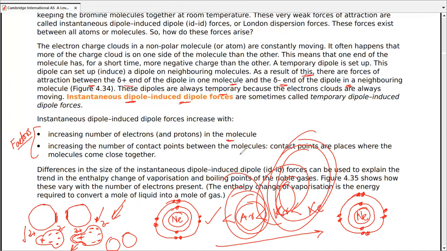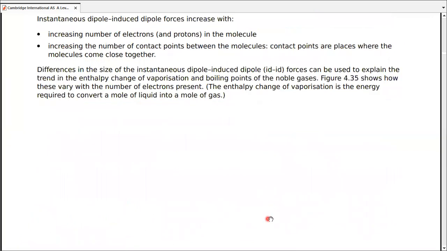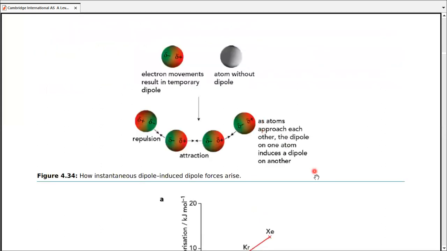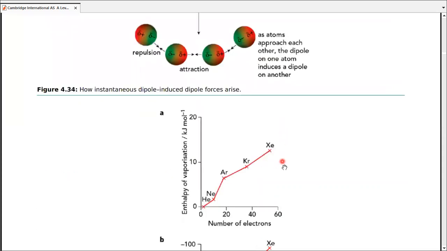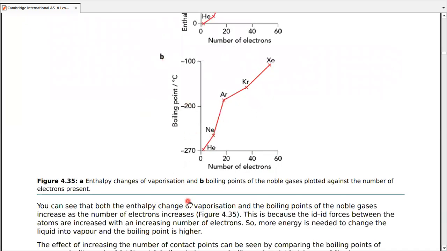And if I talk about a molecule, in molecules, not only the number of electrons and protons matter, but the number of contact points between the molecules also matters. When I talk about contact points, I need to show you the diagrams for the organic molecules to give you a better idea about it. Okay, so we have somewhat this kind of structure. They come close, they have attractions and repulsions between one another, they move away, those attractions and repulsions disappear. As the number of electrons increases, the enthalpy of vaporization also increases for the noble gases. So does the boiling point.